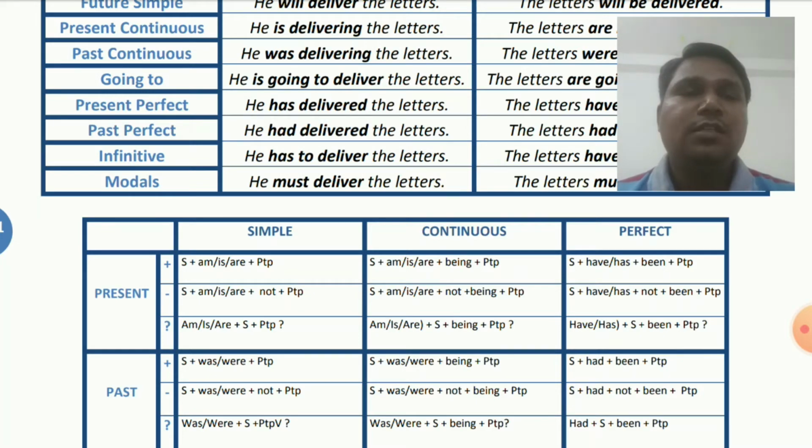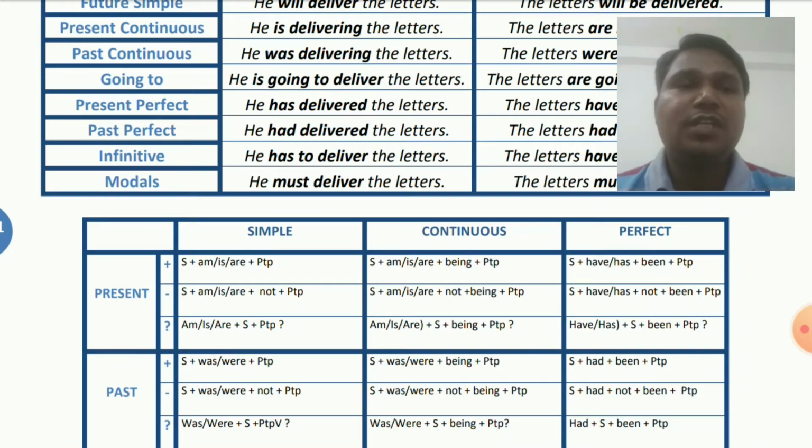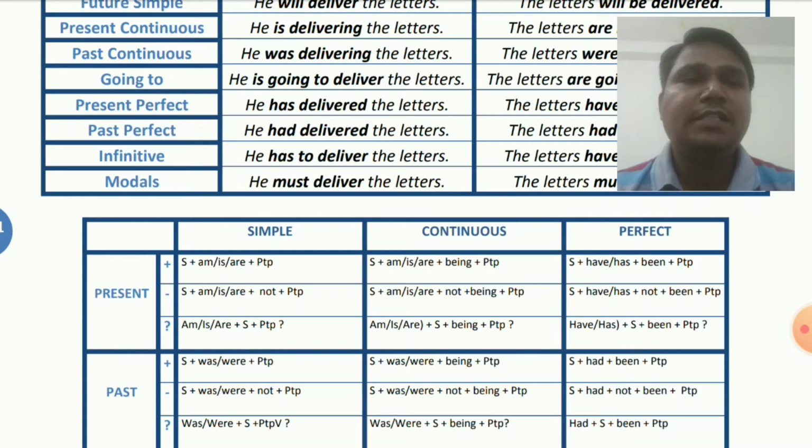Present perfect tense, the format for the affirmative sentence is subject plus have or has plus been plus past participle. Negative sentence formation is subject plus have or has plus not plus been plus past participle. Interrogative sentence formation is have or has plus subject plus been plus past participle plus question mark. These are the formations of the present perfect tense sentence.